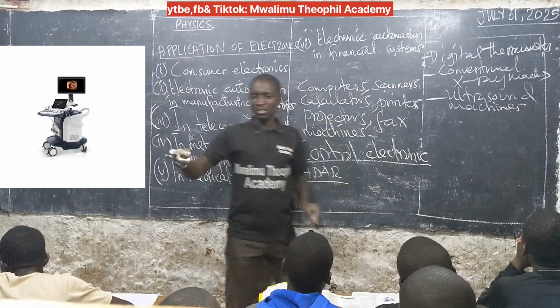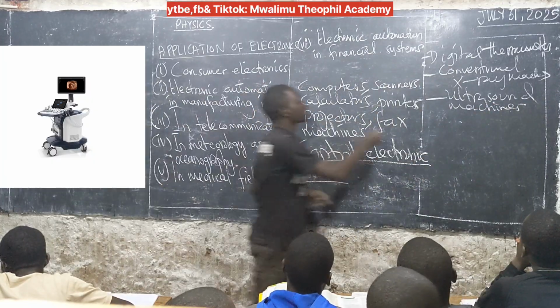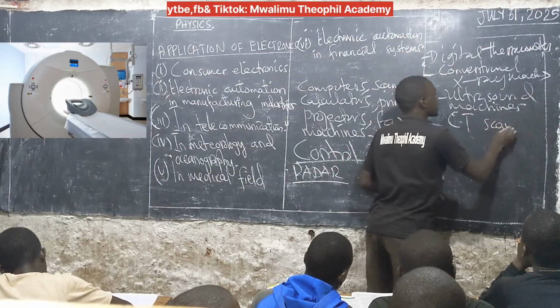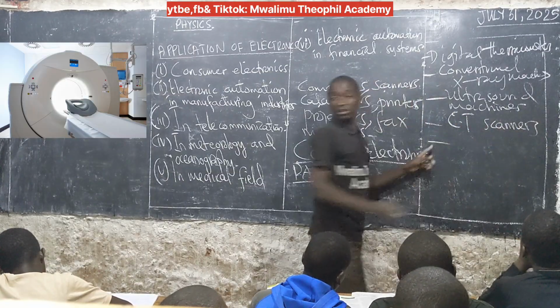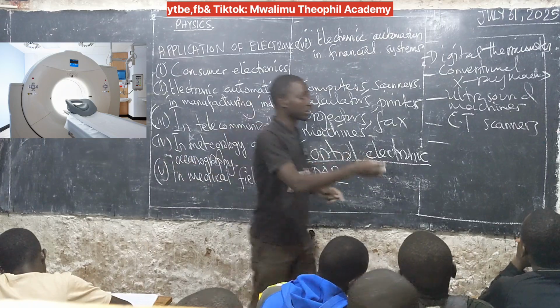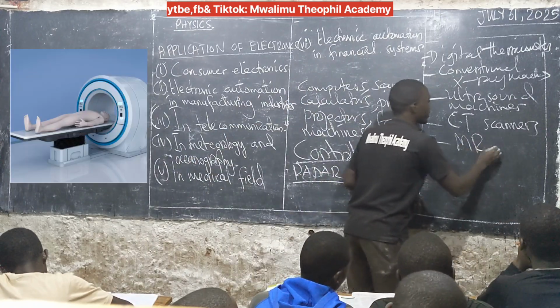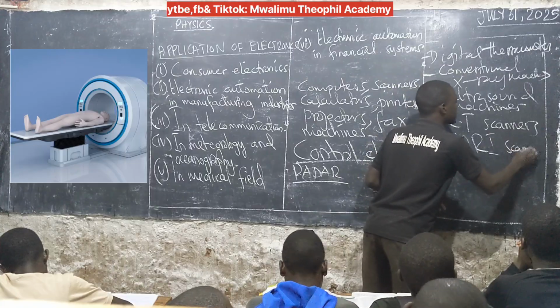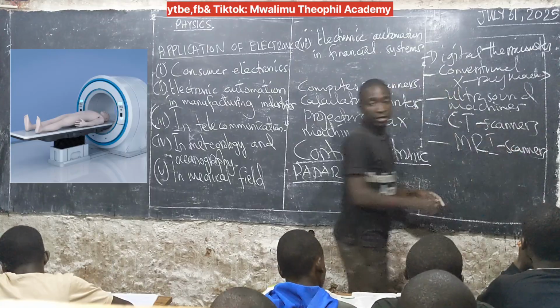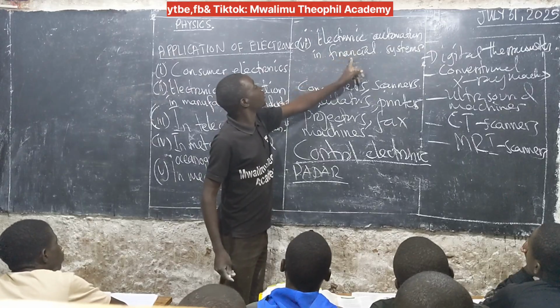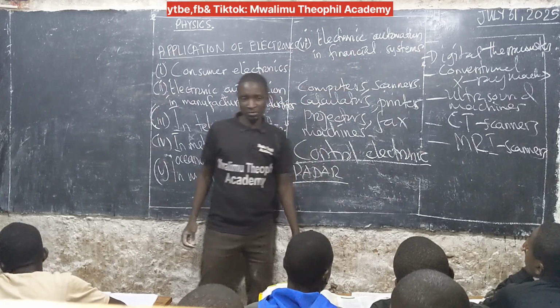Another device class, yes? CT scanners. Another device, yes? Yes, MRI scanners. Okay, and so on. The last field here is electronic automation in financial systems.